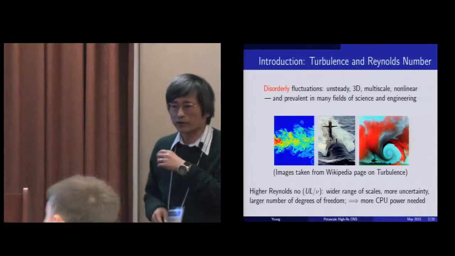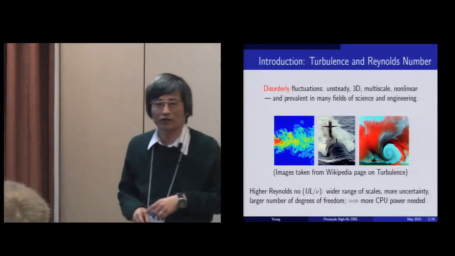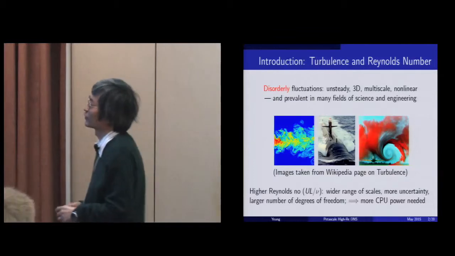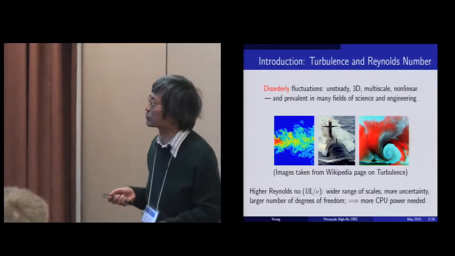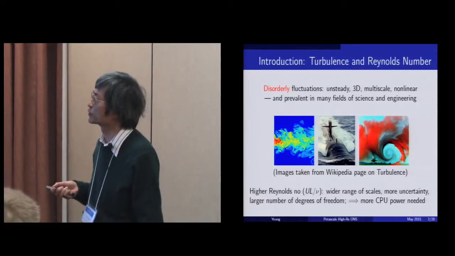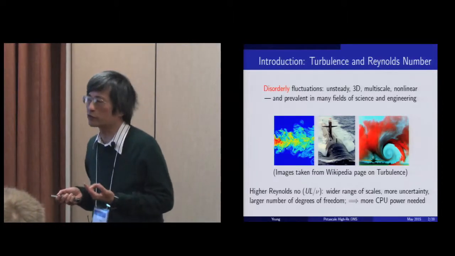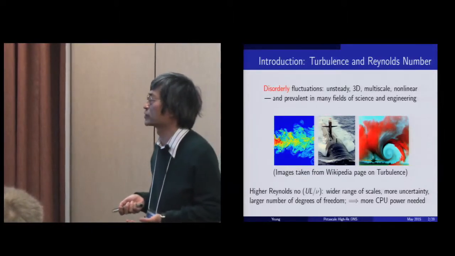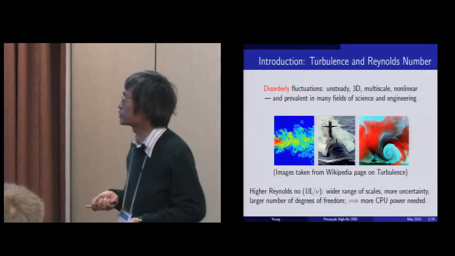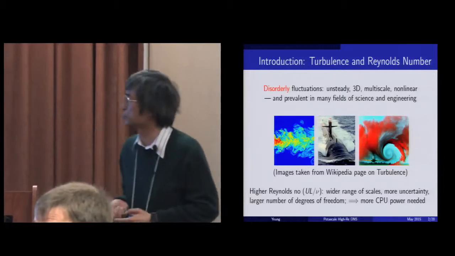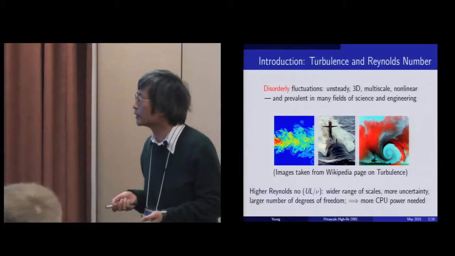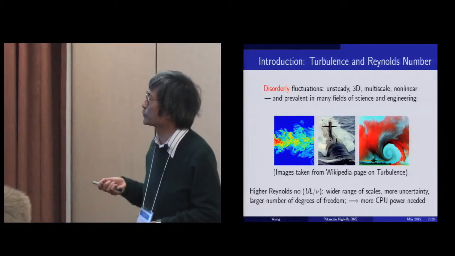When I started the program, I was so pleased that I'm the second speaker talking about turbulence. So you all have heard about some turbulence already. And I'm going to emphasize the Reynolds number, but if we want to use one word to describe what turbulence is about, it's essentially disorder: unsteady, three-dimensional, multi-scale, a continuum range of scales, and highly nonlinear. And that is prevalent in many fields of science and engineering.